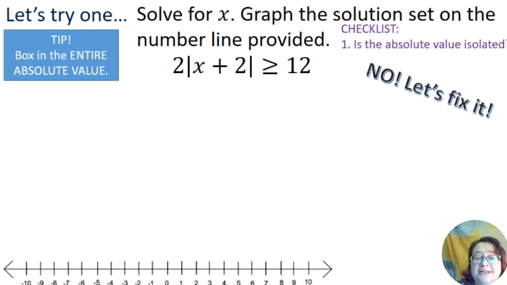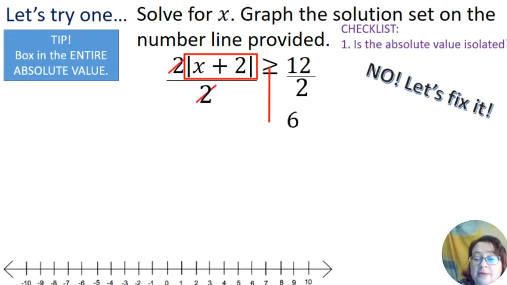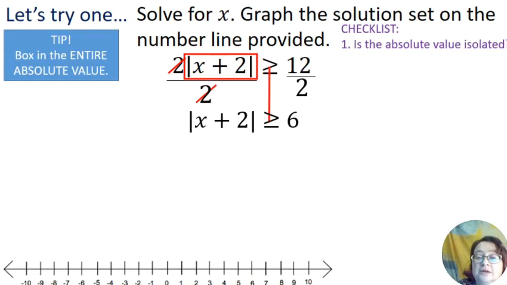What I do is I box in the entire absolute value when I have to fix it and get the absolute value by itself, because that's what we're solving for, just like when we solve for x. So let's box it in. I see I have to get rid of my 2. It's 2 times, so I want to divide by 2 on both sides. My 2's cancel. On the right side I have 6. 12 divided by 2 is 6. So now my absolute value of x plus 2 is by itself. I didn't divide by a negative, so my symbol stays the same. Now it is fixed, and I can move on to step 2.